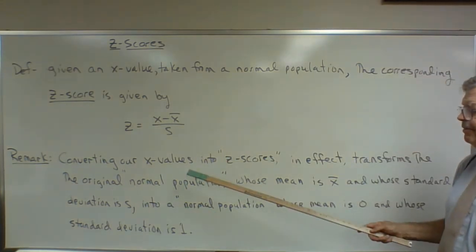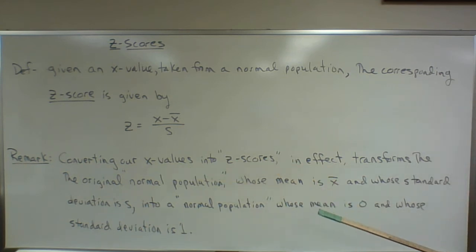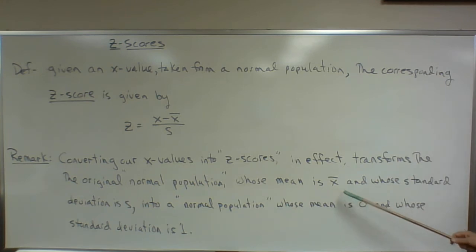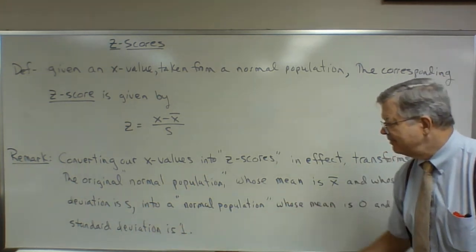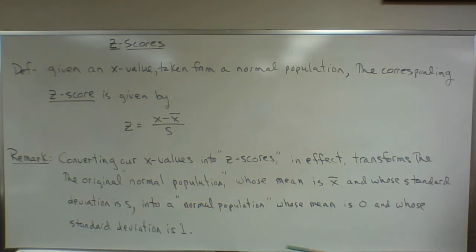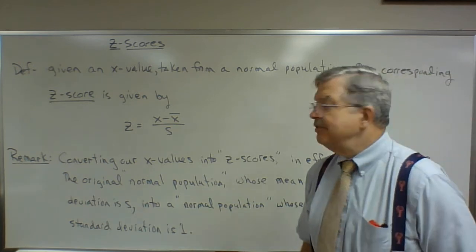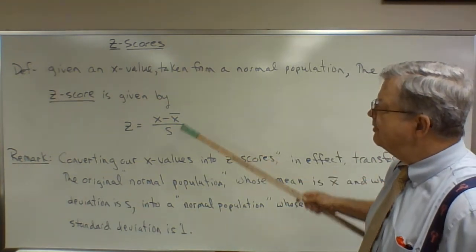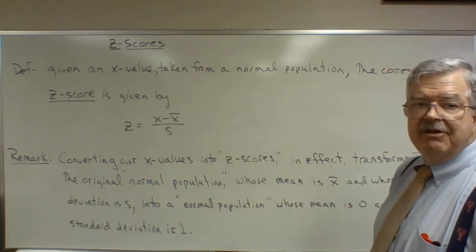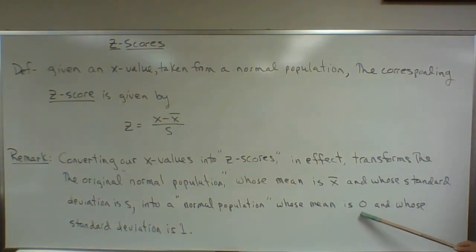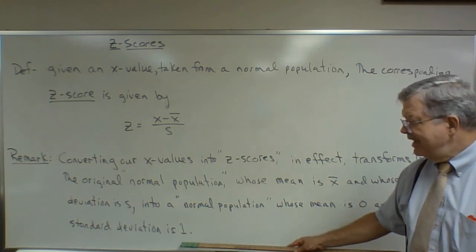And just a comment here, converting our x values into z-scores, in effect, transforms the original normal population, whose mean is x bar and whose standard deviation is s, into another normal population, whose mean is 0 and whose standard deviation is 1. So essentially when we compute these z-scores, we're taking our original normal population and transforming it into a normal population whose mean is 0 and whose standard deviation is 1.